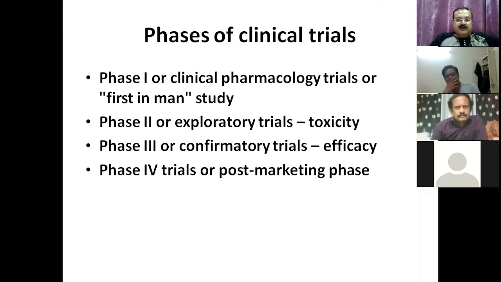Phase two are exploratory trials where you basically try to find out the toxicity. Toxicity is to be looked at first before you look at the efficacy of the drug, which is done in phase three, or confirmatory trials. Phase four are the post-marketing trials where, after the drug has been approved, you try to see that new toxicity or new things are not coming up.